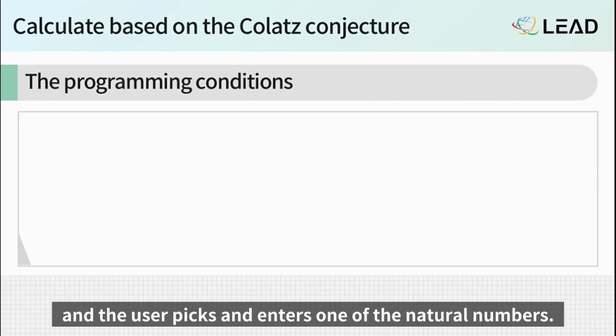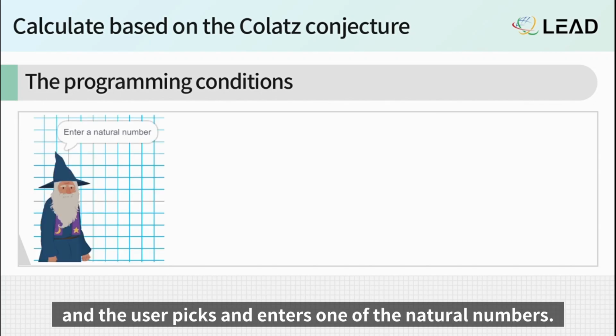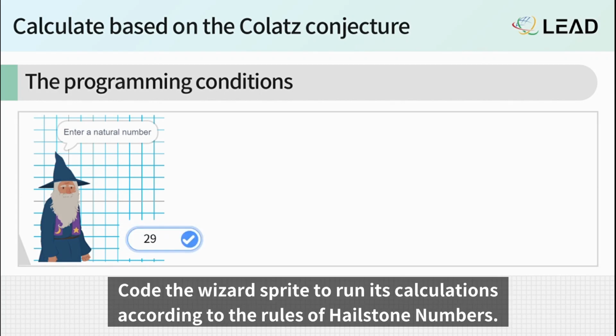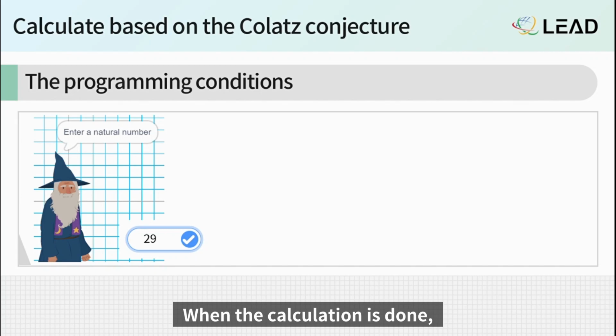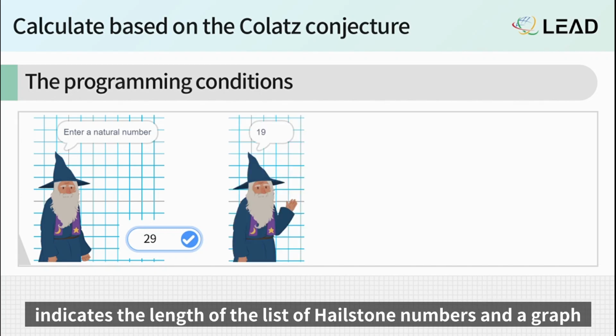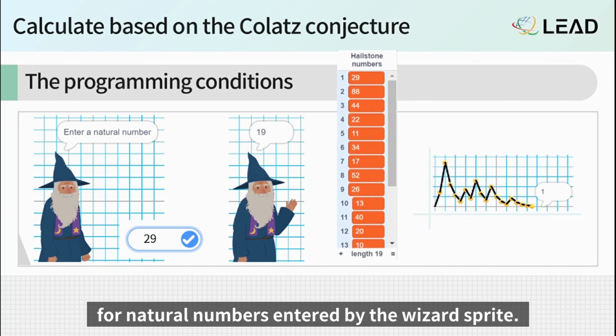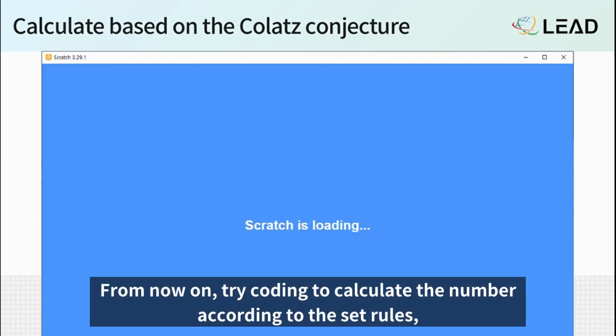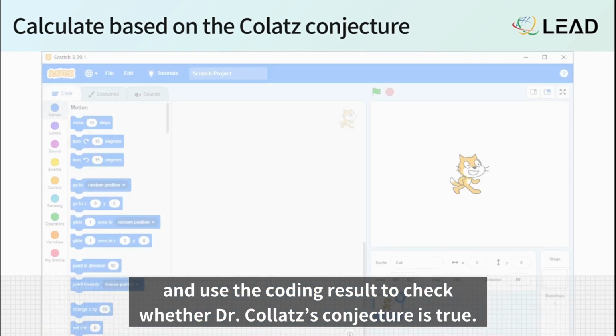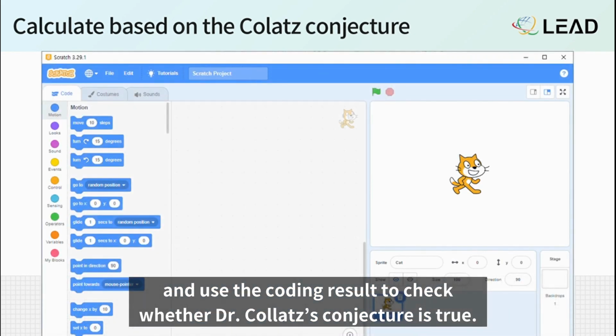The wizard sprite says, "Enter a natural number," and the user picks and enters one of the natural numbers. Code the wizard sprite to run its calculations according to the rules of hailstone numbers. When the calculation is done, indicate the length of the list of hailstone numbers, and show a graph for the natural number entered. From now on, try coding to calculate the number according to the set rules, and use the coding result to check whether Dr. Collatz's conjecture is true.